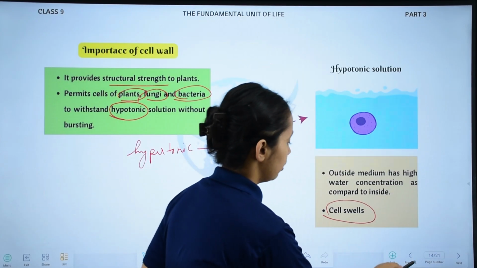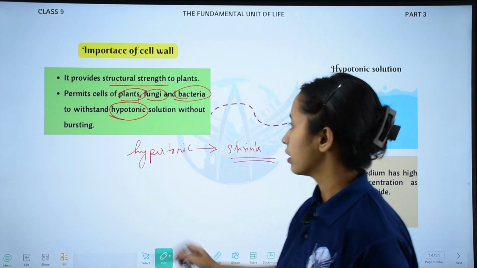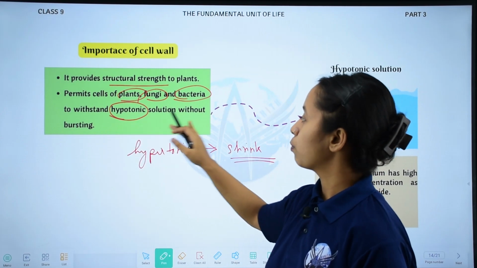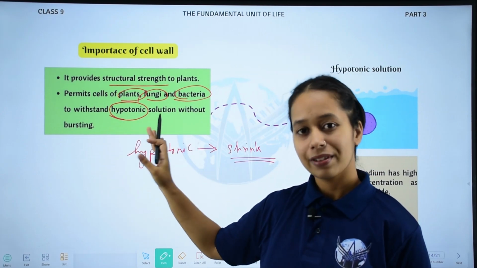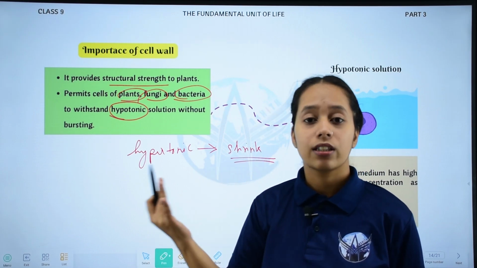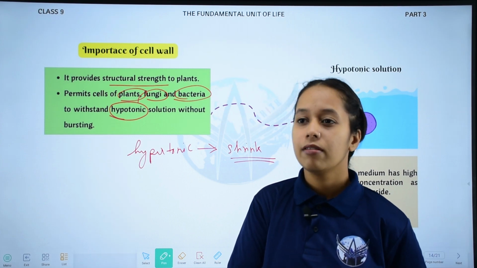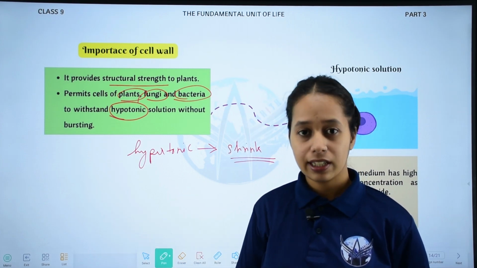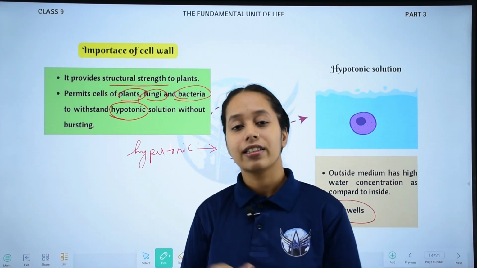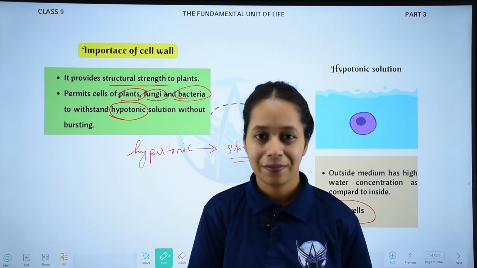So now can you understand this point, that it permits cells of plants, fungi and bacteria to withstand hypotonic solution without bursting? How does it do so? The cell wall gives an equal and opposite force to the cell membrane. That is how it protects the cell from bursting. It will defend the cell, and if the cell shrinks too much, the cell wall will make sure its structure is still intact.